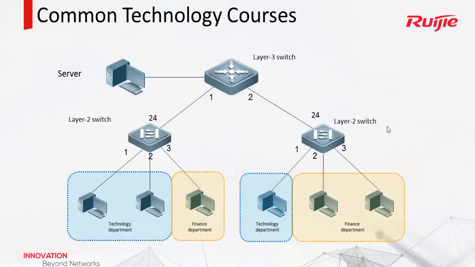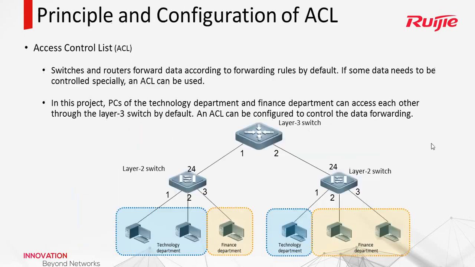One day, the customer required Tom to help them deny the users from the technical department to the financial department. Tom thought about it. When we only have a level 2 switch, we can use VLAN to do this. But now we have a layer 3 switch. Then the users in different VLANs can also communicate with each other by the routing function. So we need a new technology, access control list.